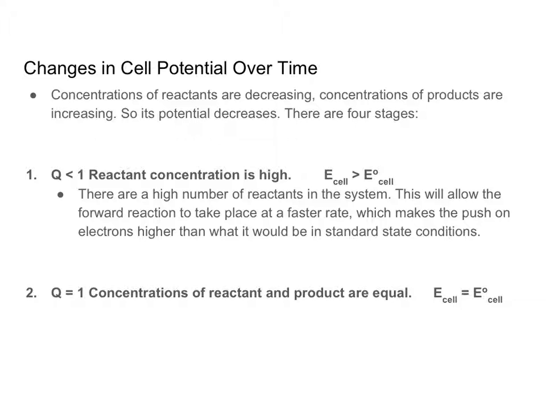So we can have changes in cell potential over time. Remember, as concentrations of reactants are going down, concentrations of products are going up, and the potential decreases.